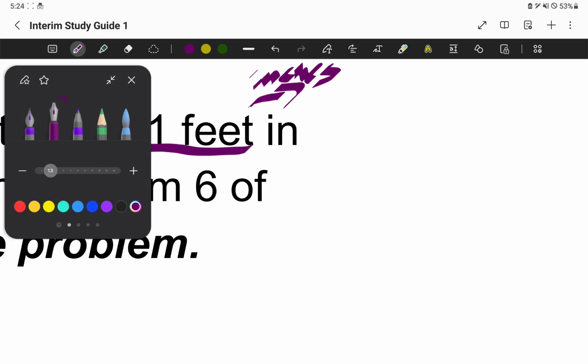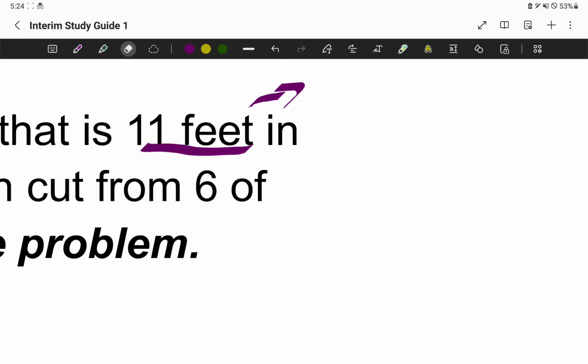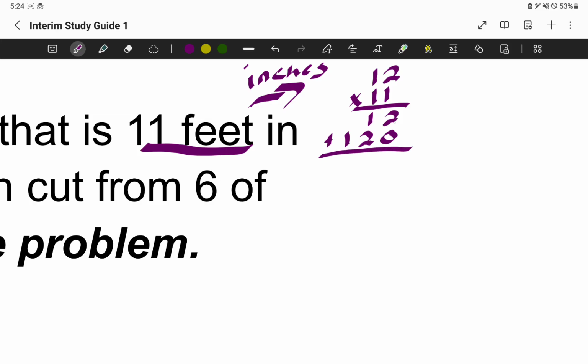Let me make a slight adjustment to that, because you can't really read that. Okay, so we need to make that inches. So that's 12 inches in a foot. So we do 11 times 12. 1 times 2 is 2. 1 times 1 is 1. Put a placeholder. 1 times 2 is 2. 1 times 1 is 1. Add. And so that's 132 inches.